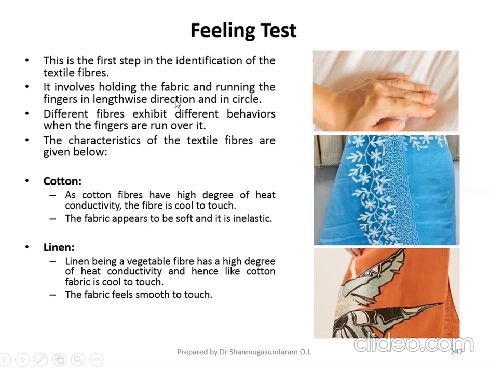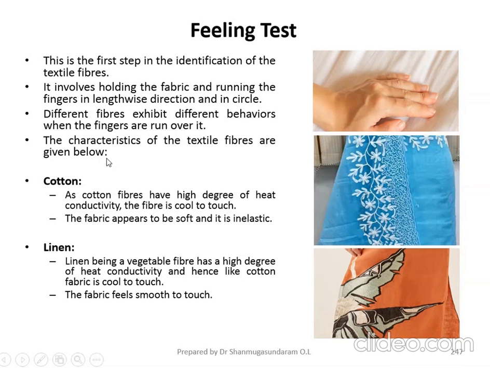It involves holding the fabric and running the finger in the lengthwise direction and in a circular manner. So how do you perform this feeling test? You hold the fabric and run the finger in a lengthwise direction and in a circular manner, and you observe some feelings. Different fibers exhibit different behaviors when the fingers are run over them. The characteristics of the textile fibers are given below.